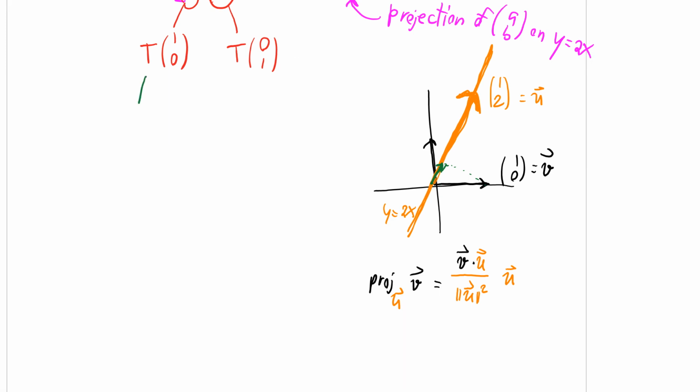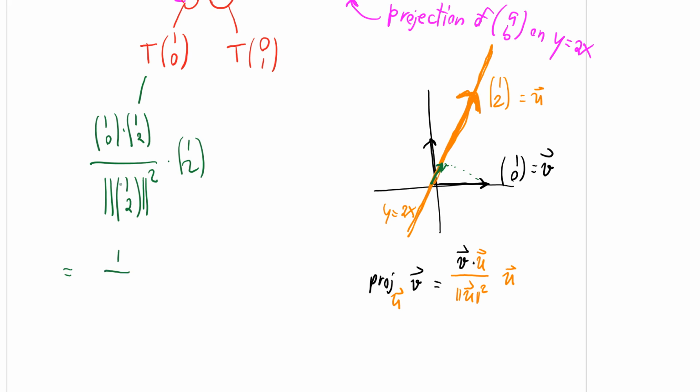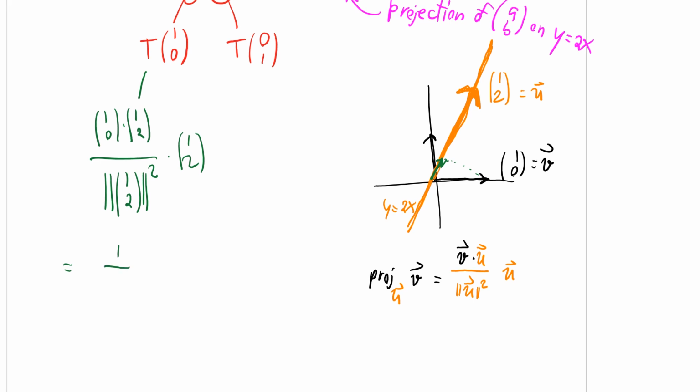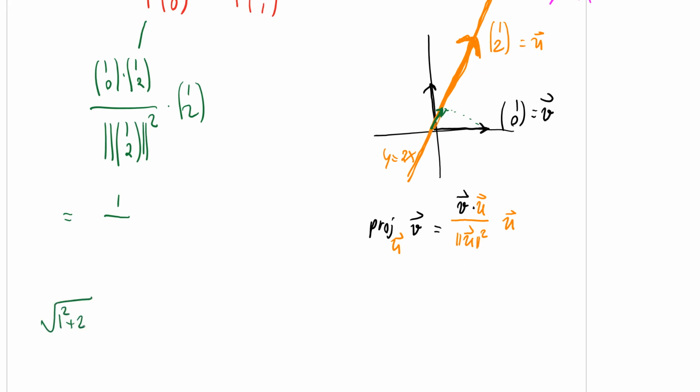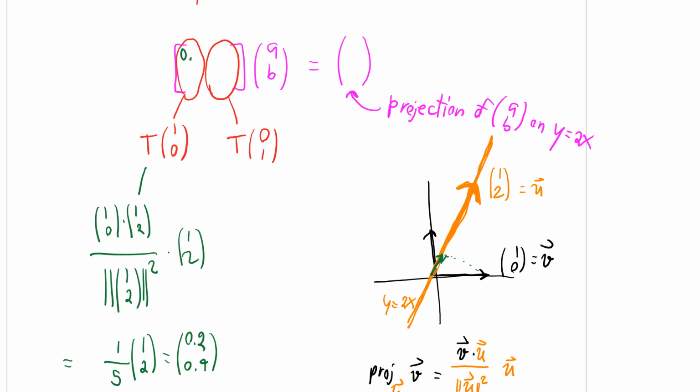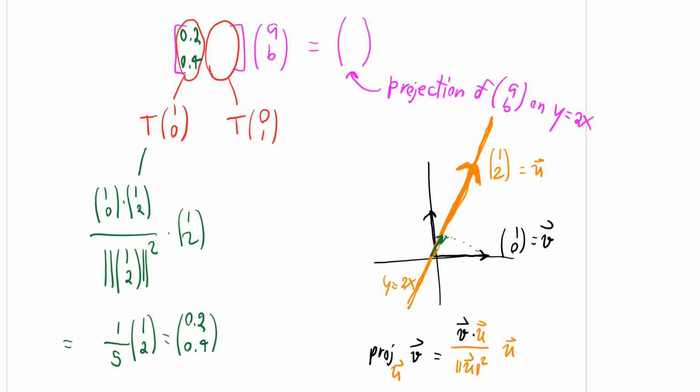Okay, so let's actually do the math here. So the projection of (1, 0) onto (1, 2) is going to be the dot product of the two: (1, 0) dot (1, 2) over the size of (1, 2) squared, times (1, 2). This dot product is going to be 1. The size of (1, 2) is going to be the square root of 1 squared plus 2 squared, which is the square root of 5. I square that, so I get a 5. So it's going to be 1/5 of (1, 2). So that's going to be 1/5 and 2/5. Let me actually write 0.2 and 0.4. So this is going to be my first column: 0.2 and 0.4.